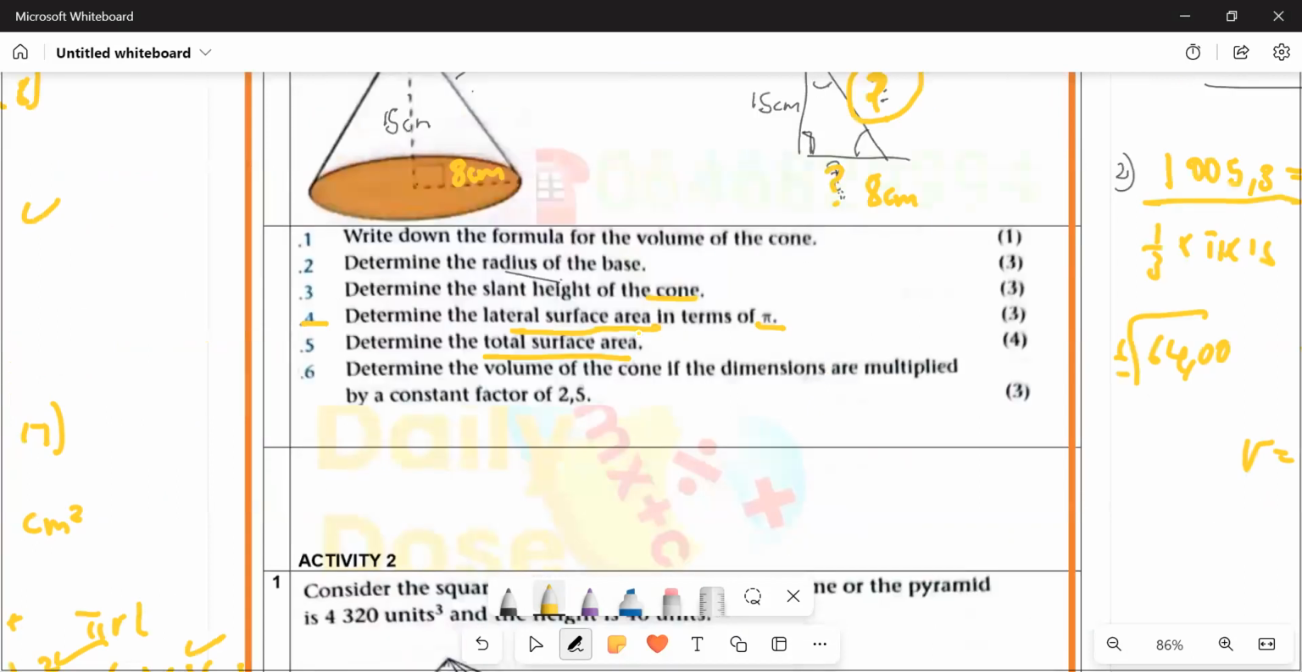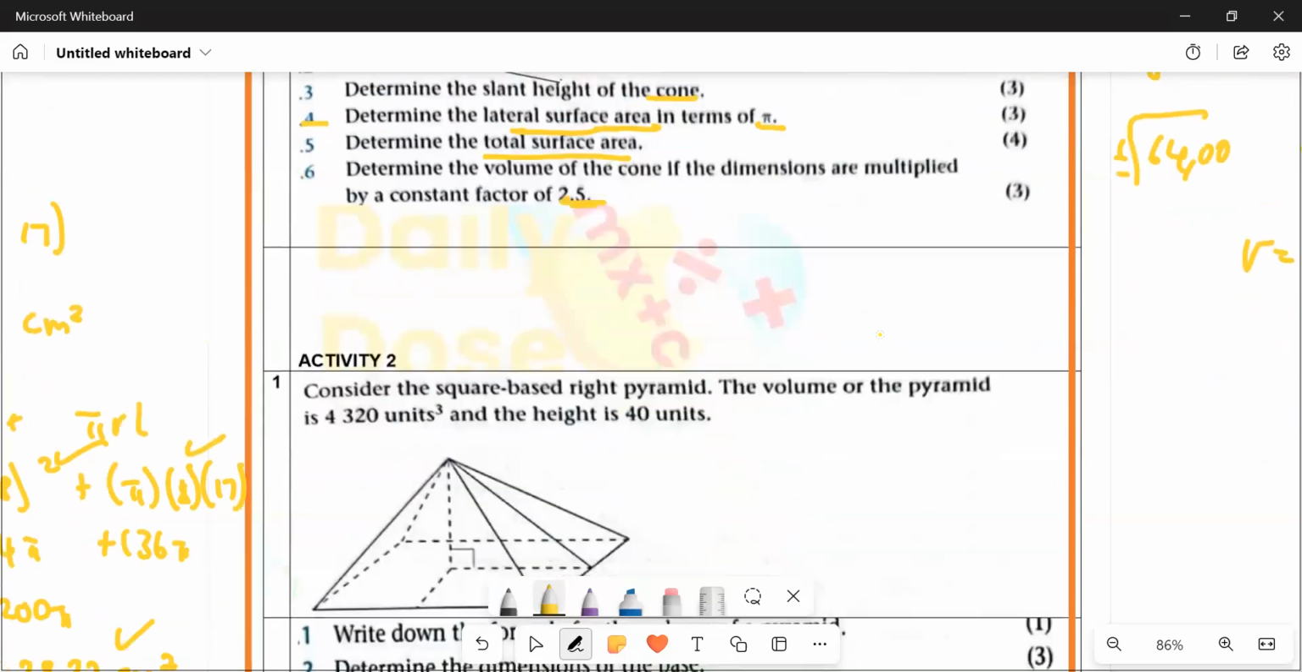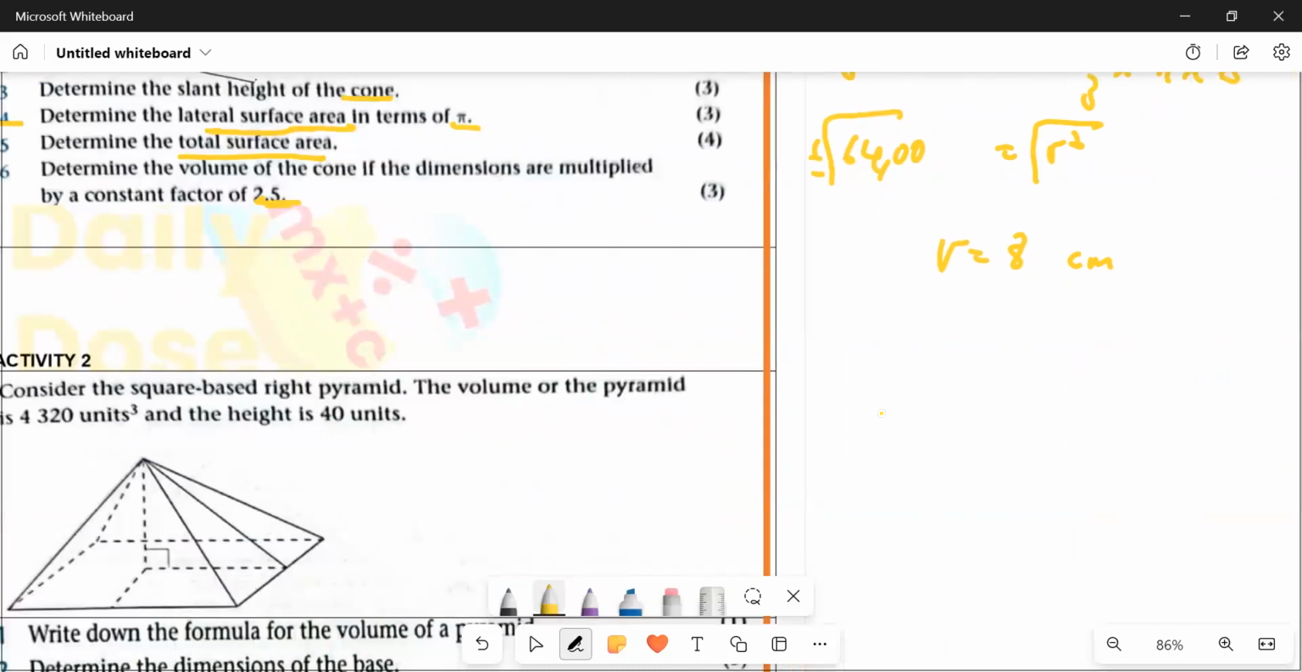Now, let's get to this interesting part, number 6. On number 6, they say determine the volume of the cone if the dimensions are multiplied by a constant of 2,5. Now, what is the volume of this cone? What is the formula to calculate the volume of a cone? It's 1/3 pi R squared multiplied by H, which is 8. They say you are going to increase the radius by 2,5. You're also going to increase the height by 2,5.